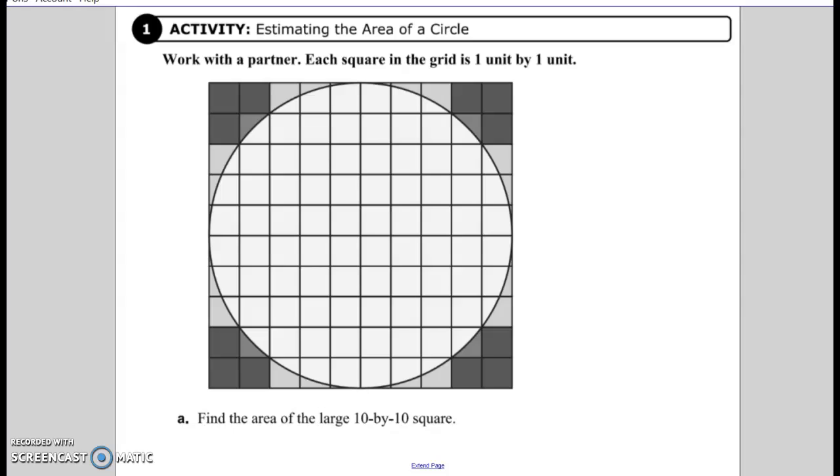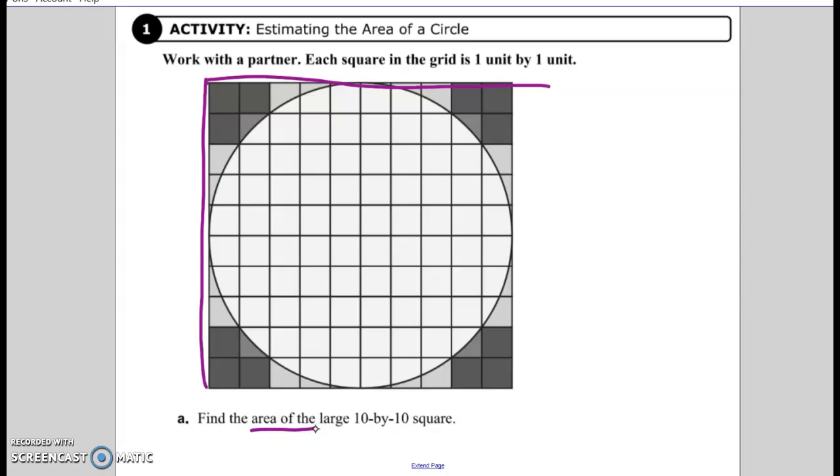So parts A through C talk us through how to use what we know about a square to drill down a good estimate for the area of this circle here. So find the area of the large 10 by 10 square. That would be 10 this way, and 10 this way. I'm going to let you guys do that one on your own.